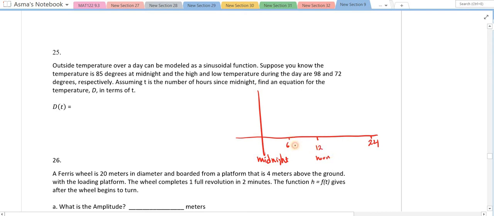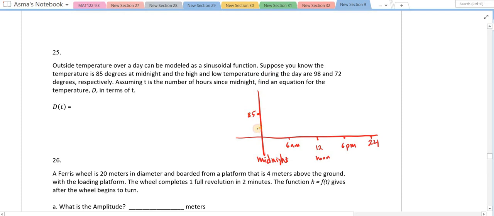And then at 6 a.m., this is the low. And then at 6 p.m., it's going to be the high, which is the mid-distance between noon and midnight again. We know that the temperature at midnight is going to be 85 degrees. So 85 is right here. Suppose that 85 is here.